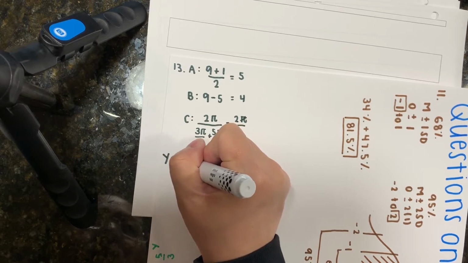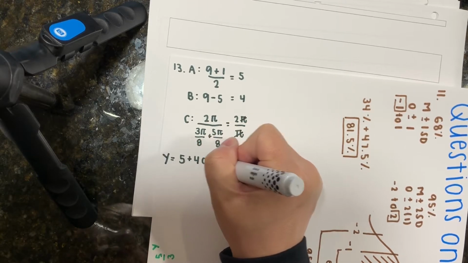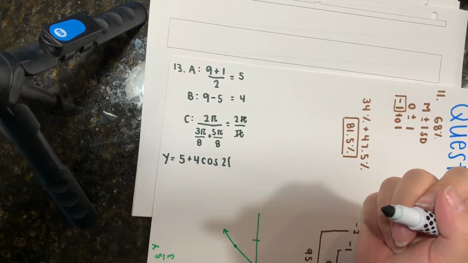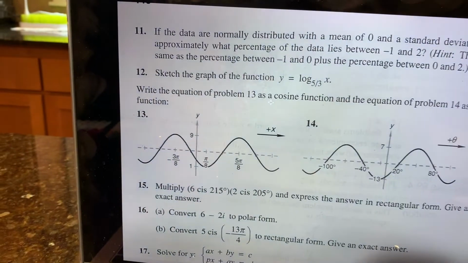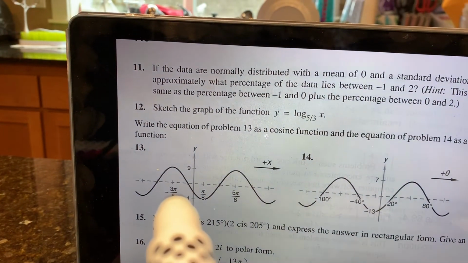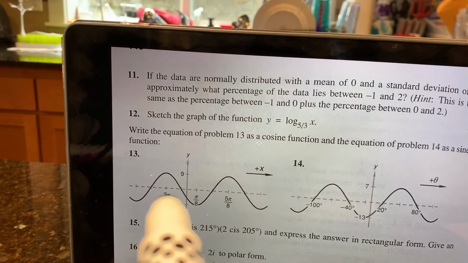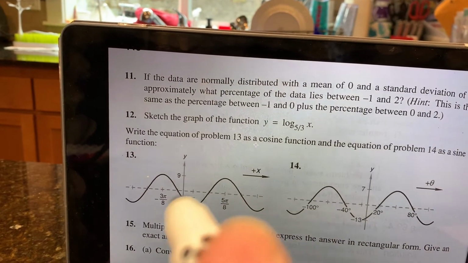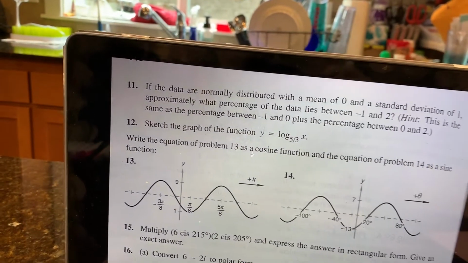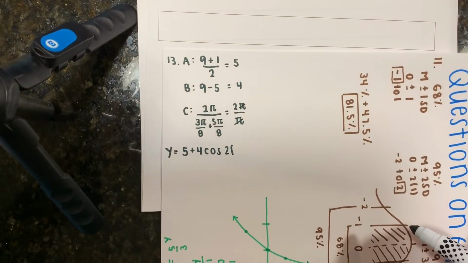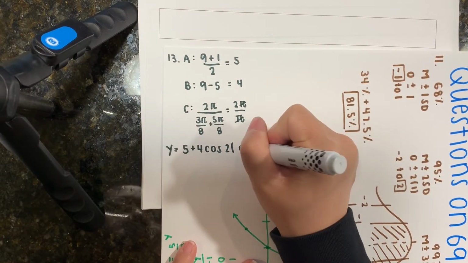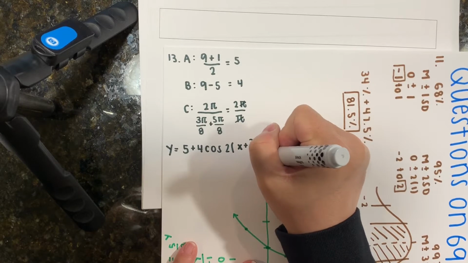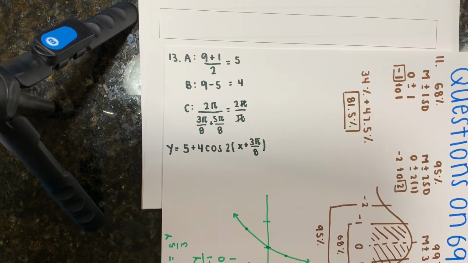I'm going to do y is equal to 5 plus 4 cosine 2. And then we're going to do the phase shift. So currently it's peaking at negative 3 pi over 8. I want it to peak at 0. So I need to shift this to the right 3 pi over 8. So shift the whole thing over this way to the right 3 pi over 8. So that would be x plus 3 pi over 8. And that would conclude number 13.